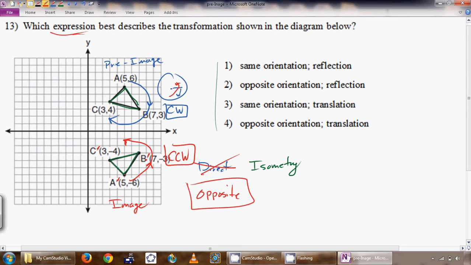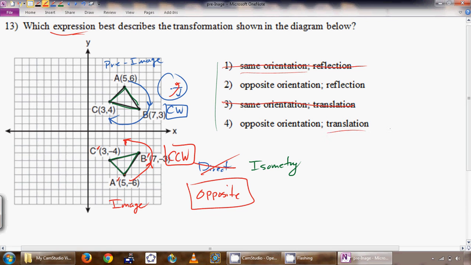Orientation was switched. So if I look at my answer choices, I'm going to focus on orientation. Number 1, same orientation, no. Number 2, opposite orientation, true. Number 3, same orientation, no, I can rule that out. Number 4, opposite orientation, yeah, definitely that. And then it says reflection or translation.